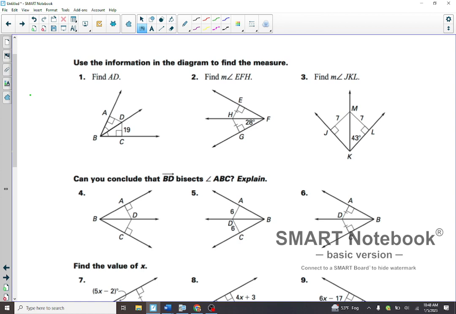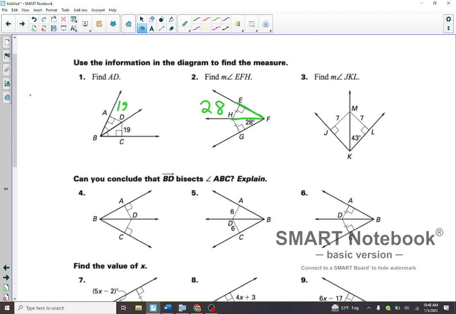Alright, so find AD. Now BC here is 19. Is it cut in half? Yes, because these are right angles and because their angles match, they're also equal. So this one's also 19. Find EFH. EFH is this gap. 28, because the lines match and you see right angles, so it's 28. Is it just going to be the same one for all of them? Pretty much. They should be equal.